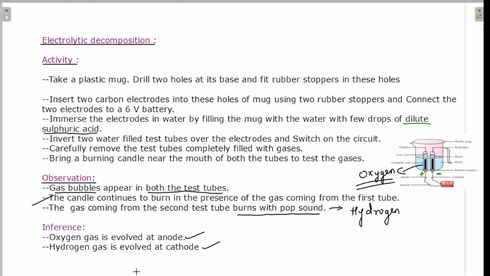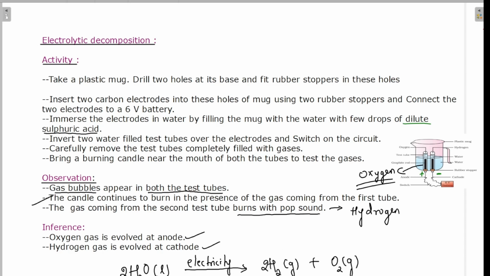Actually, what is the reaction that takes place here? Let's see. The water will undergo electrolytic decomposition to form hydrogen, which is a gas, and oxygen, which is also a gas. Balance the equation. There are two oxygens here, so I will write 2. Then 2 twos are 4 hydrogen atoms here, so I will write 2 here.